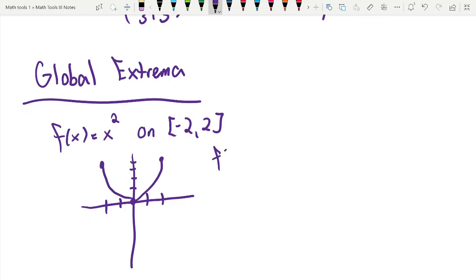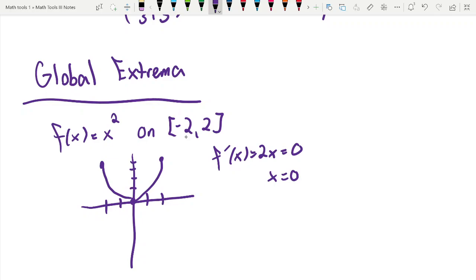Right, so we would find our critical points, which in this case would just be 0. And that's one candidate for the absolute max or min. And then we would also check the endpoints, right? So here we would get the absolute min being at 0, and the absolute max would actually be a tie here at both 2 and -2. But those are the possible candidates.